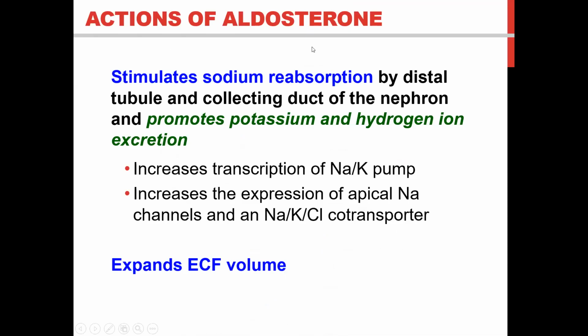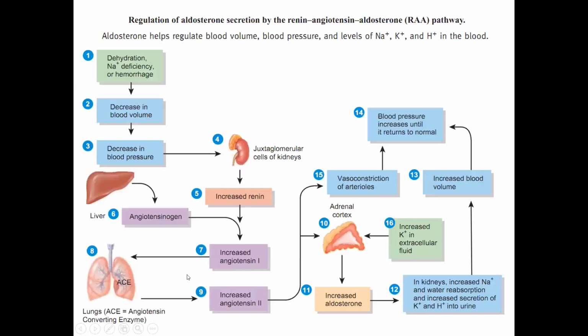So for the action of your aldosterone, I've already mentioned that it stimulates sodium reabsorption by the distal tubule and collecting duct of the nephron and promotes potassium and hydrogen ion excretion. Now this also increases transcription of your sodium potassium pump and increases the expression of your apical sodium channels and the sodium potassium chloride cotransporter, and it also expands the extracellular fluid volume.